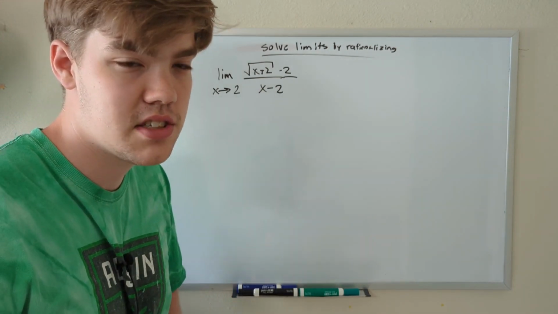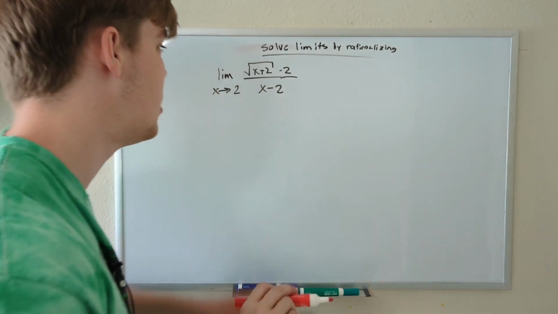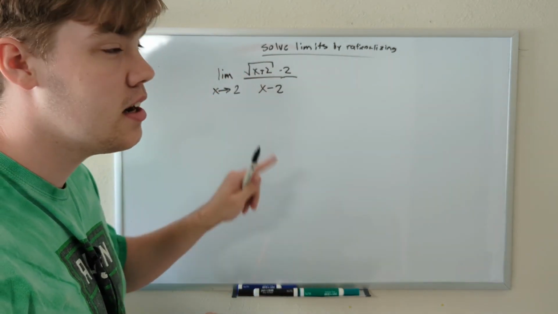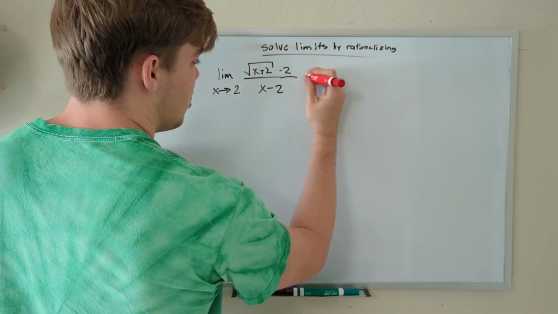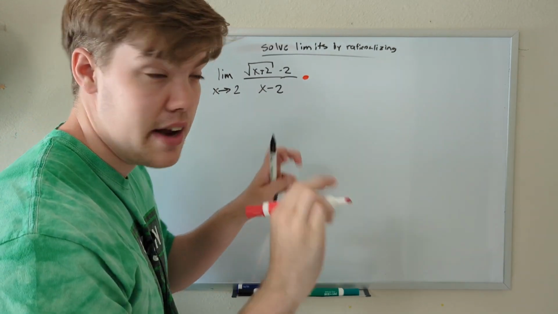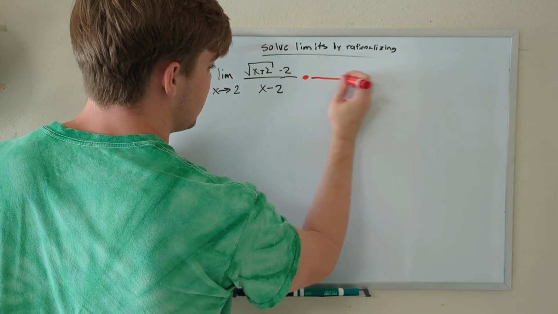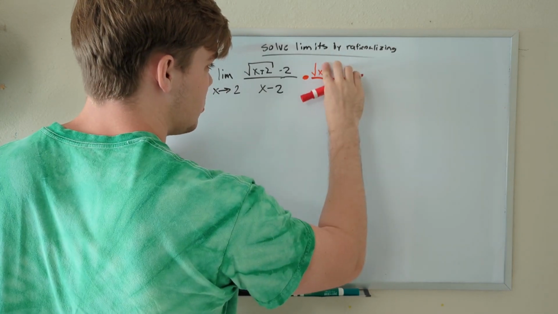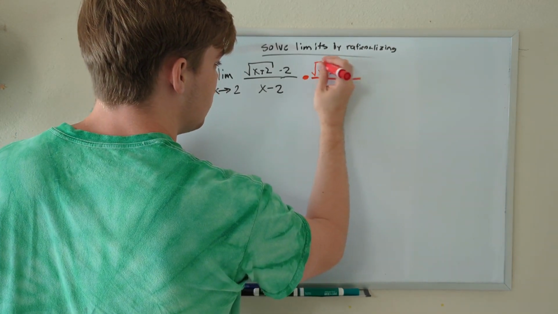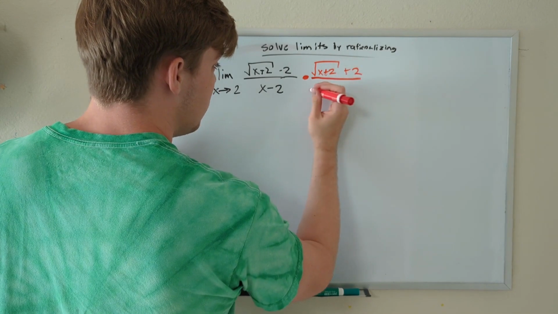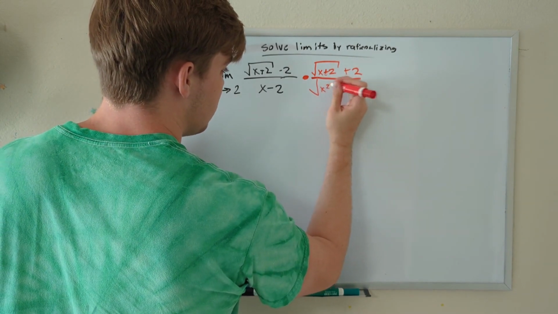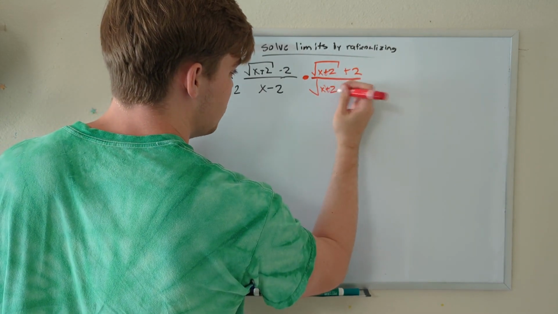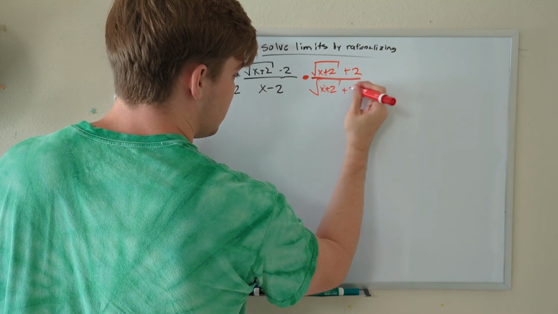But we can also solve this with the same strategy we used last time. Let's use the conjugate of this numerator and make this problem rational. So we can once again multiply by 1. In other words, multiply by the conjugate on top and bottom. So that is equal to square root of x plus 2 plus 2 divided by the square root of x plus 2 plus 2.